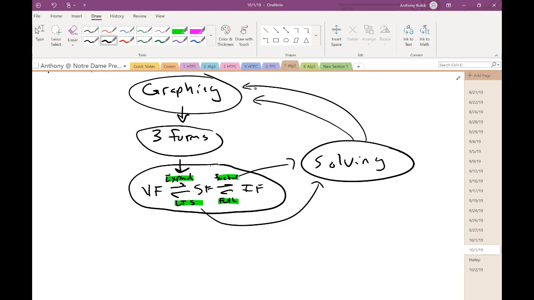I just wanted to take a minute and give us a visual picture of what we've done so far and how these different things are related to one another, and how we can use them going forward and how it's all going to link back together. Okay?